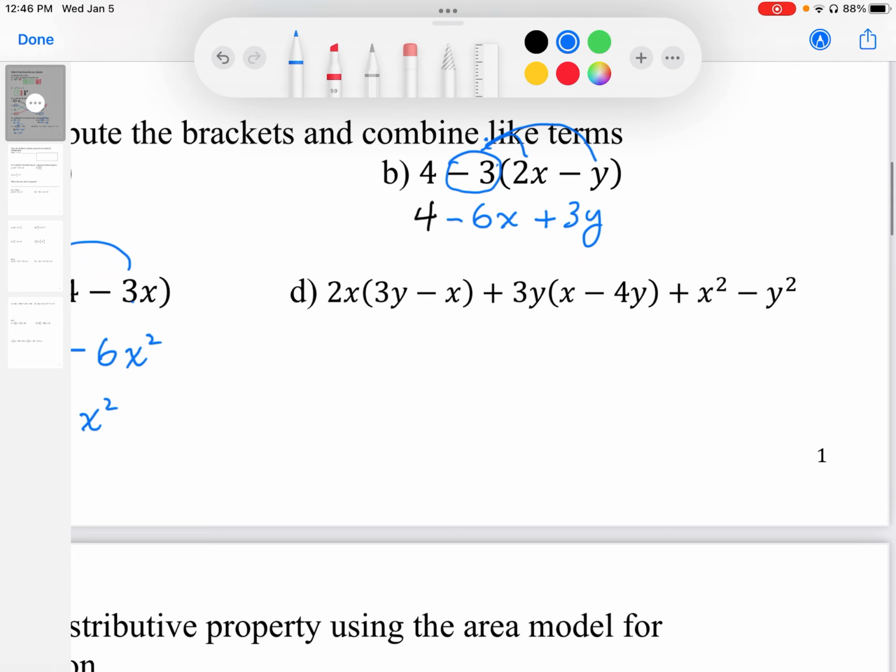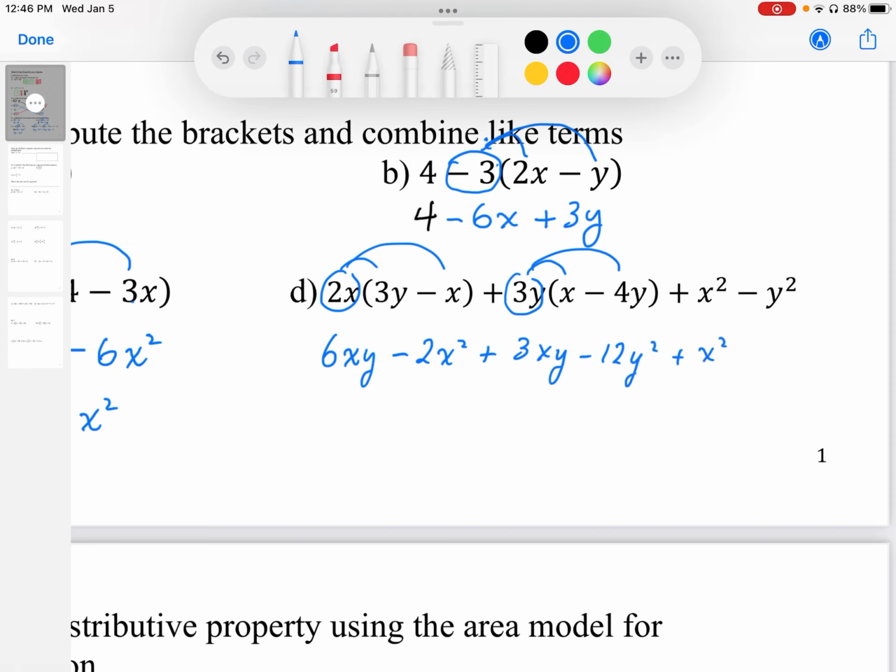Here we've got lots of stuff going on, so we need to make sure that we distribute first. So I'm going to distribute. 2 times 3 is 6, so I'm going to end up with 6. x times y is xy. 2x times x is 2x squared. Here I'm going to distribute the 3 y's, so I end up with 3xy minus 12y squared, and then plus x squared minus y squared. We deal with the plus and minuses after we deal with the multiplication.